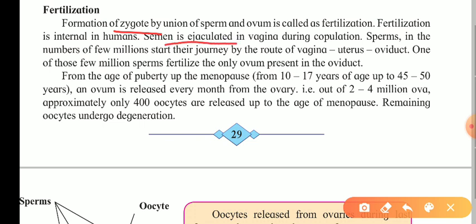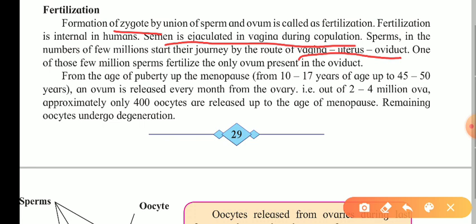Semen is ejaculated in the vagina during copulation. Sperm, in numbers of a few millions, start their journey by the route of vagina, uterus, and oviduct. They travel through the vagina, uterus, and then the oviduct. One of those few million sperm fertilizes the only ovum present in the oviduct. So out of that few million sperms, only one will fertilize the ovum present in the oviduct.